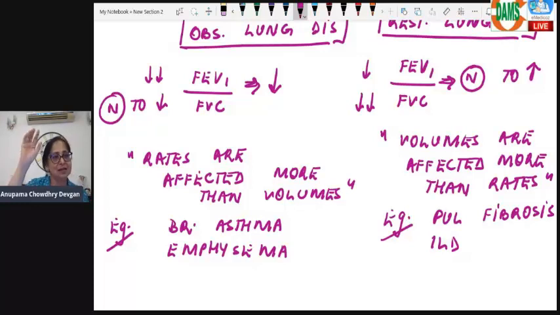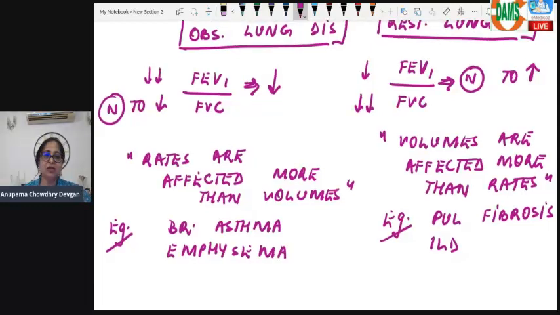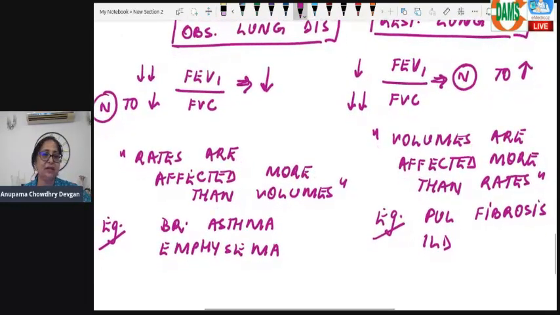One arrow means slight decrease. Two arrows means greater decrease. In obstructive lung disease, numerator is showing you two arrows. Larger decrease in the numerator, lesser decrease in the denominator. So the ratio will reduce. It is always relative, right? So this is obstructive and restrictive lung disease.